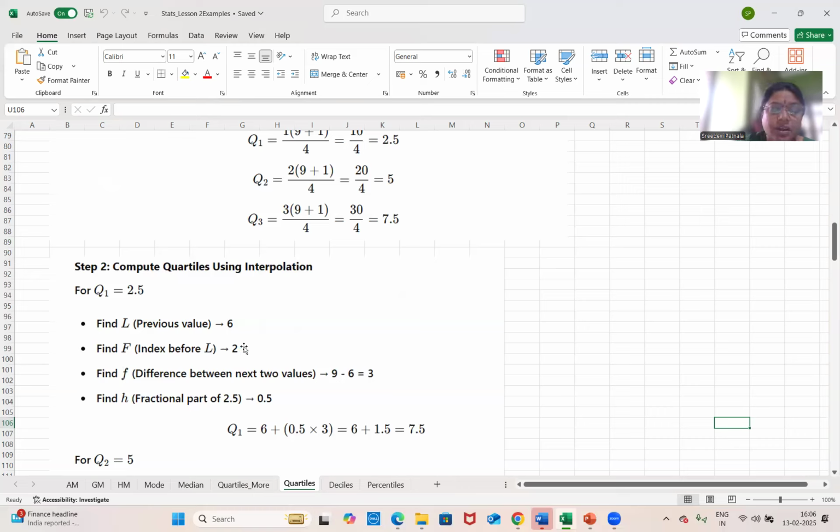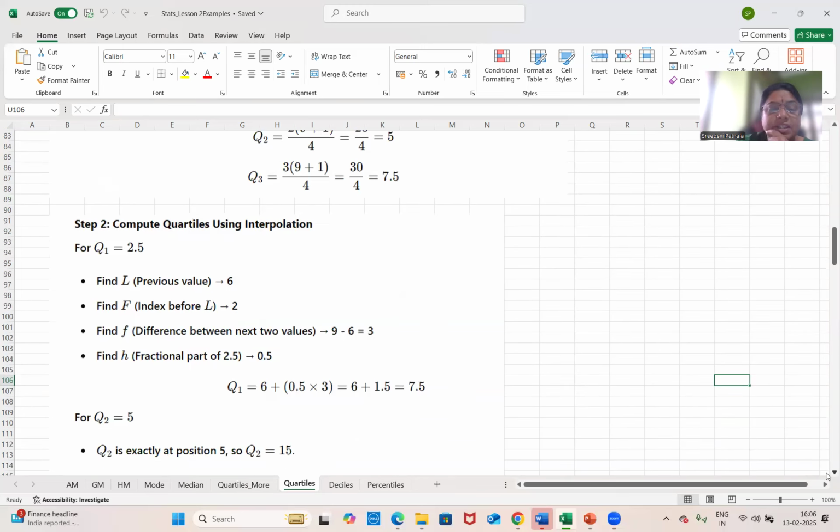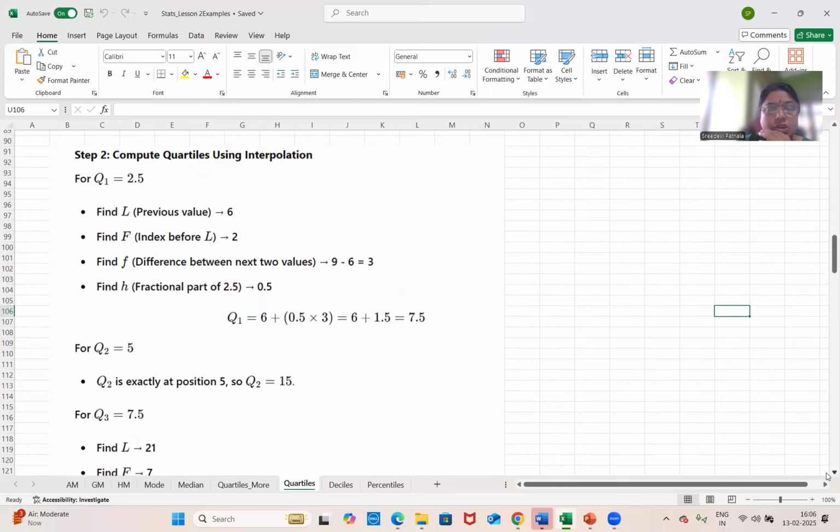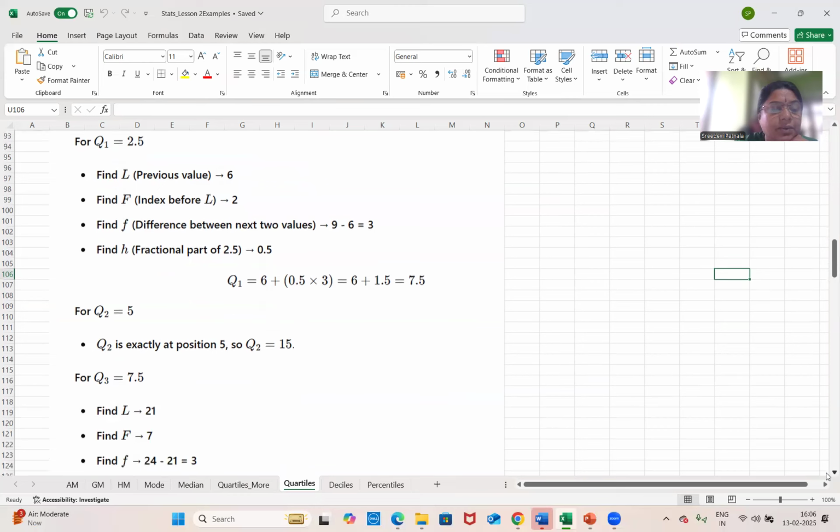Capital F is the index before L; you can ignore this index before L because it is confusing. Whatever value you got, that capital F is 2, and the 0.5 after the decimal becomes your H. Small f is the difference between the values at the positions. 2.5 lies between the second and third positions, which are 6 and 9. So 9 minus 6 is 3. Higher minus lower value gives you the value.